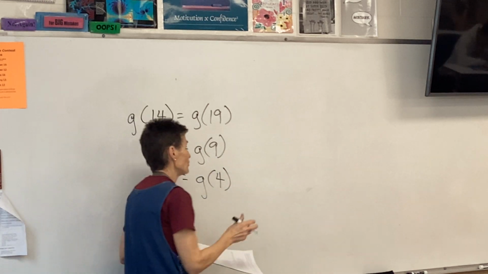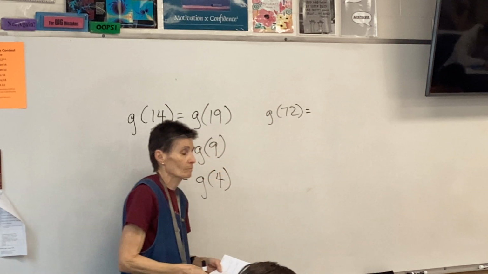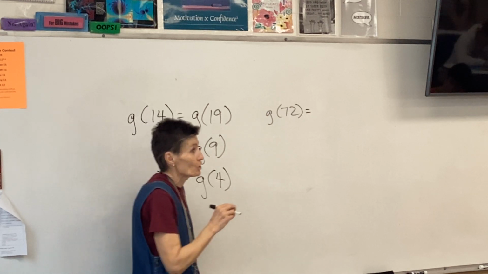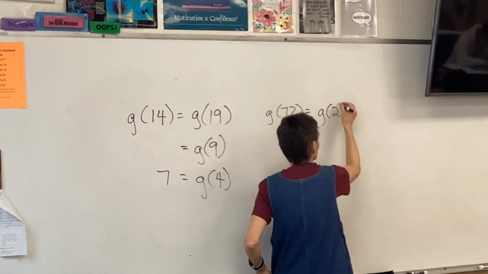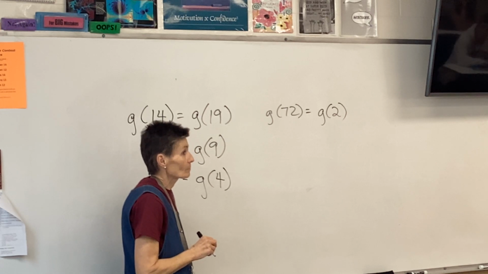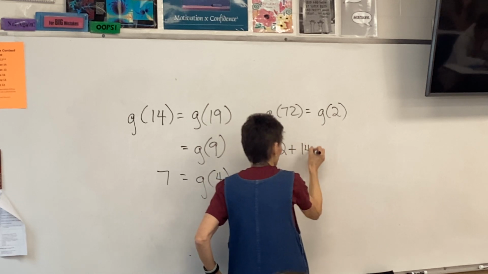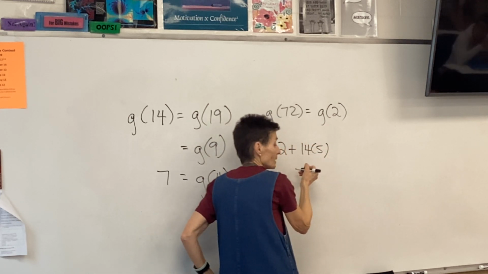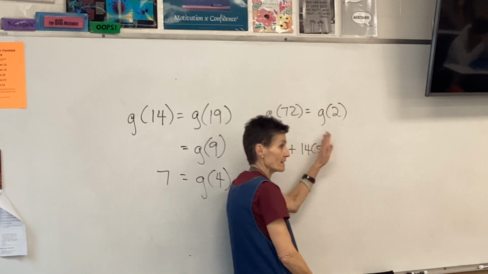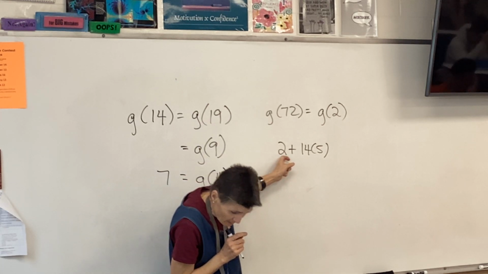All right, what about 72? G of 2. Why? Because 70 is divisible by 5. So this is 2 plus 14 fives. And every 5 just repeats. So 14 of those, I can disregard them. And the answer to the question is 6.